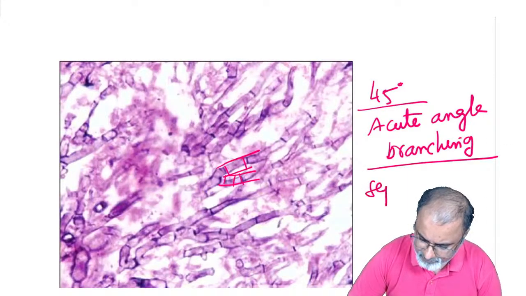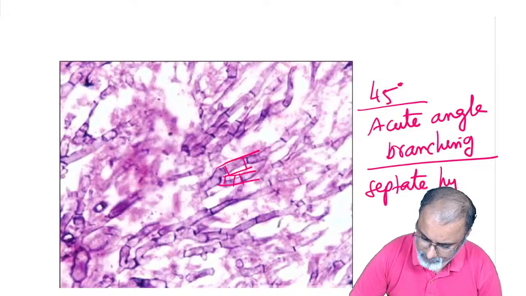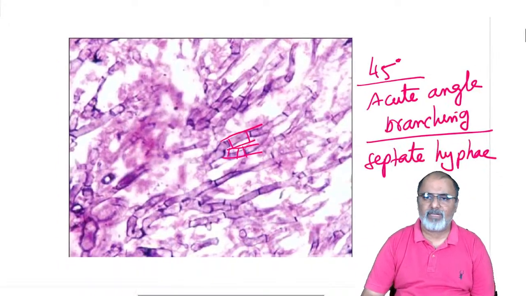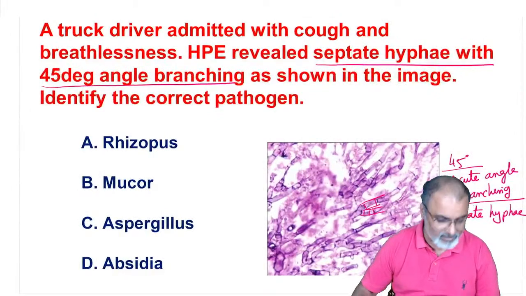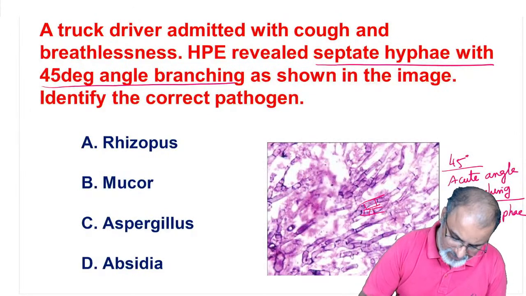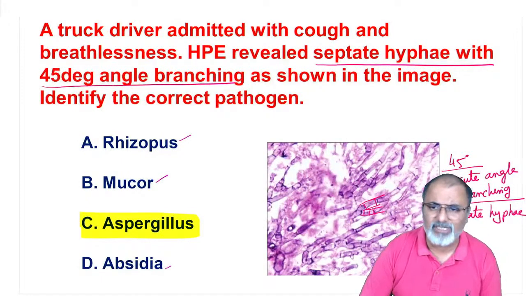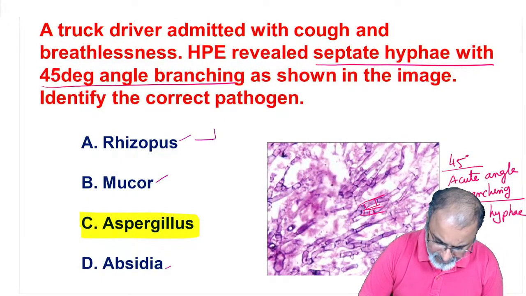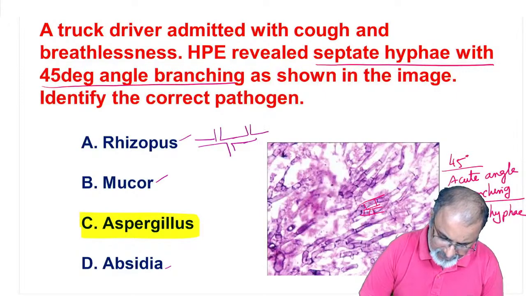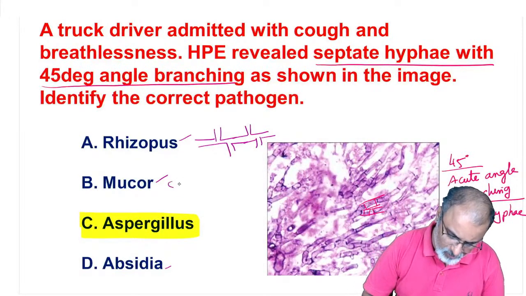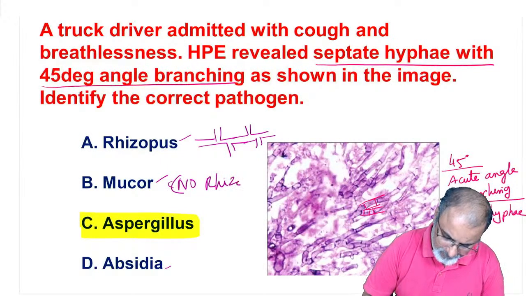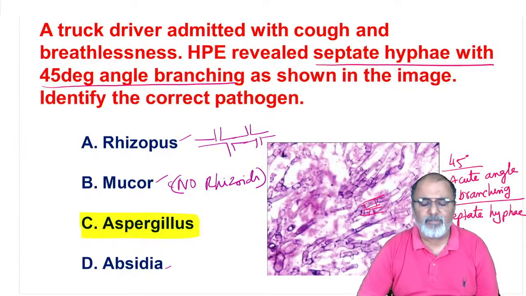With septate hyphae. Acute angle branching, 45 degree, septate hyphae, it is suggestive of aspergillus. Because rhizopus, mucor, absidia all come under the zygomycetes group. They have aseptate hyphae with 90 degree branching. Rhizopus has root-like structures, rhizoids. Mucor has no rhizoids. All other three belong to zygomycetes. So it's a case of aspergillus.